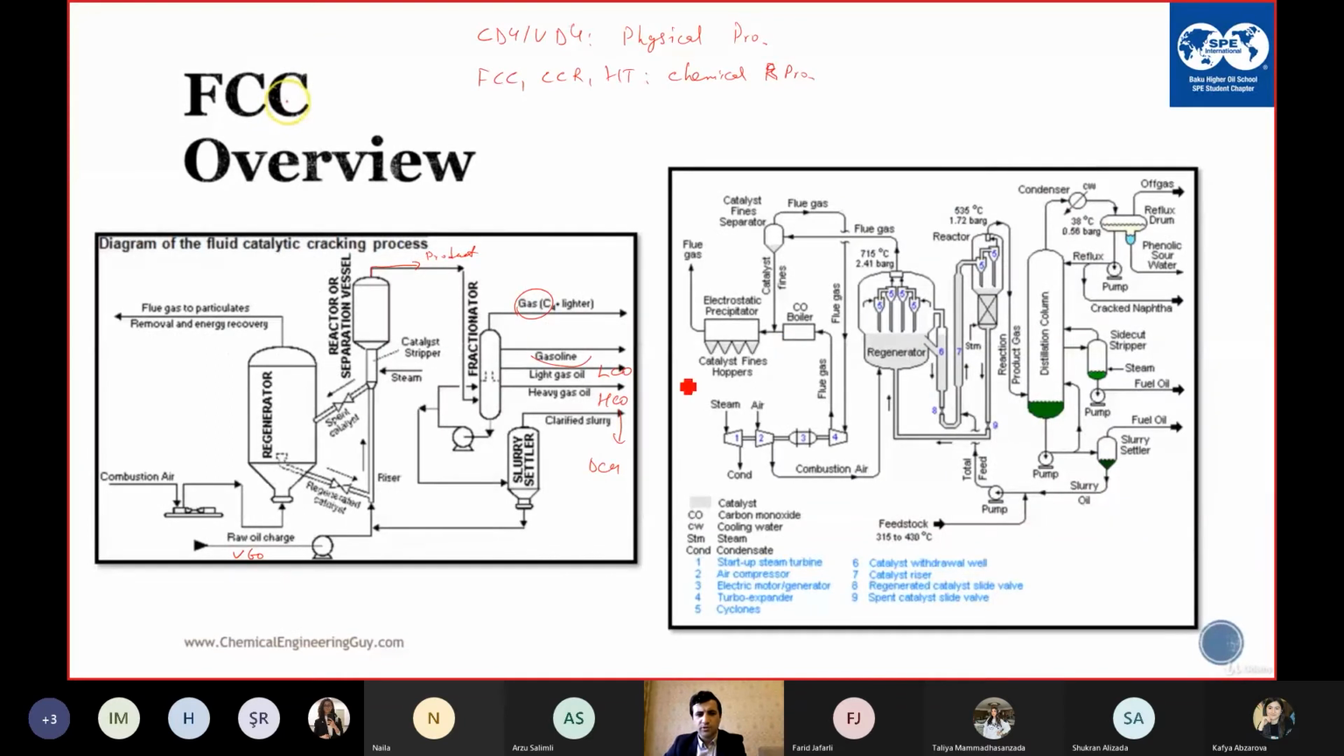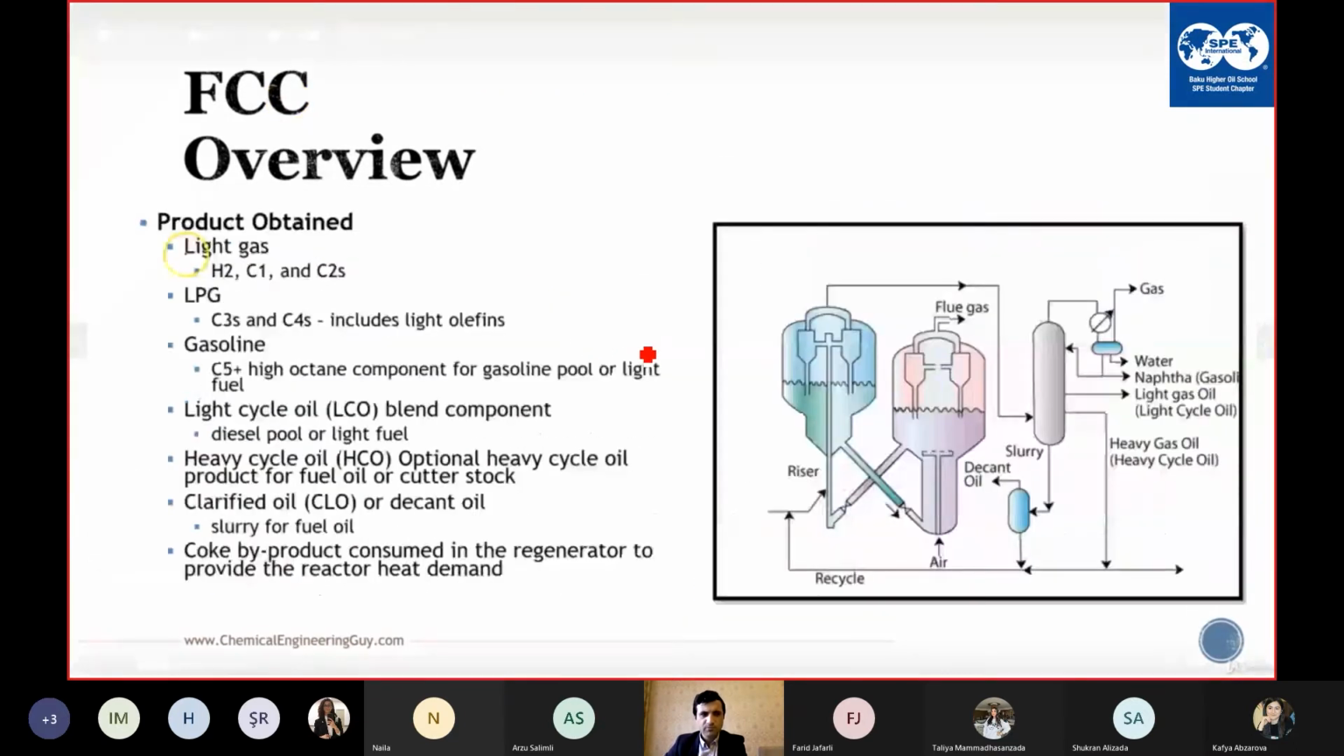So reactor, regenerator, stabilizing or fractionation column. And the products, these are the products: the light gases C1, C2 and H2, LPG, C3, C4, gasoline C5, light cycle oil, which is also diesel, heavy cycle oil sent to DCU, that's the heavier fraction, clarified oil or decant oil or slurry. This BHOS is sent to DCU to produce coke.